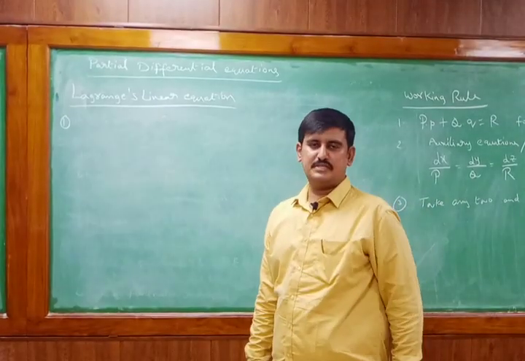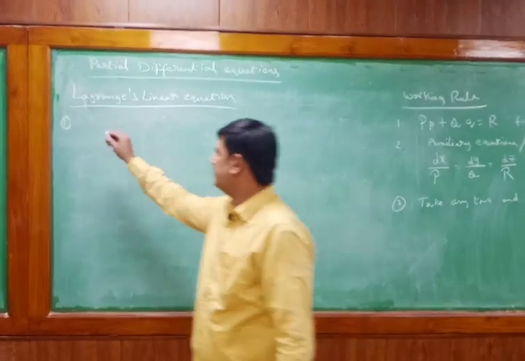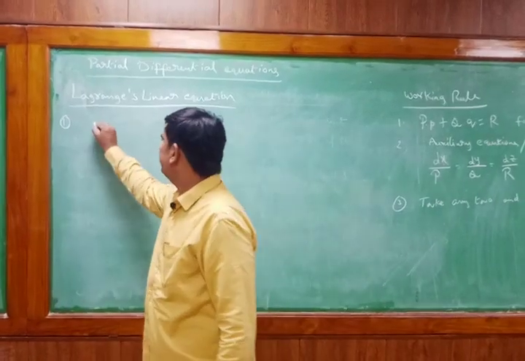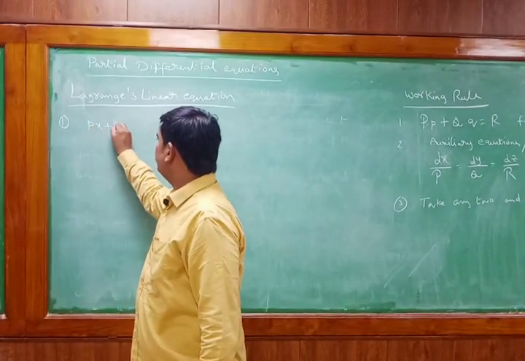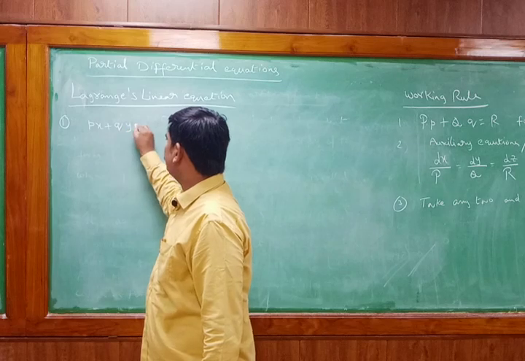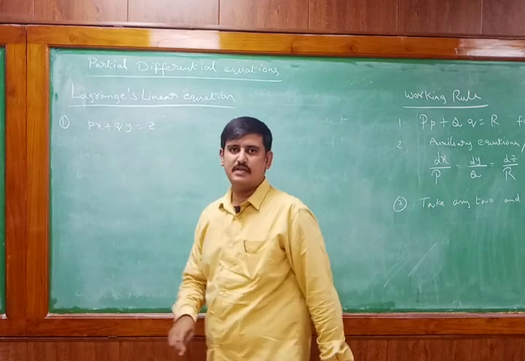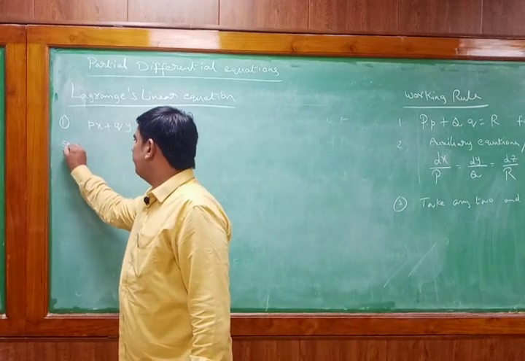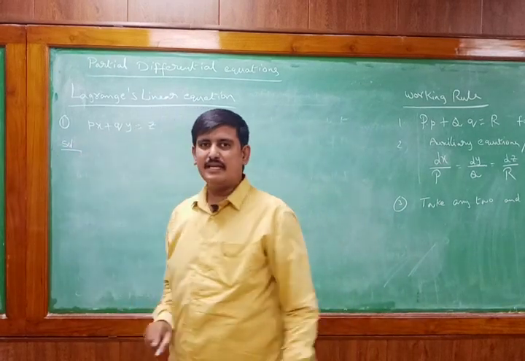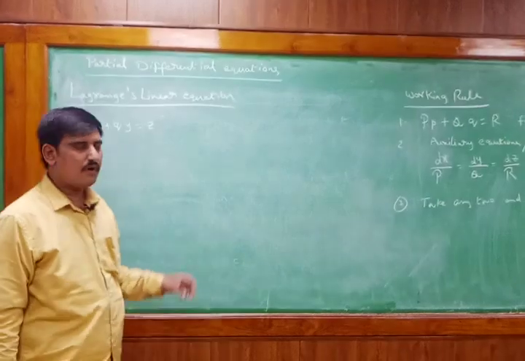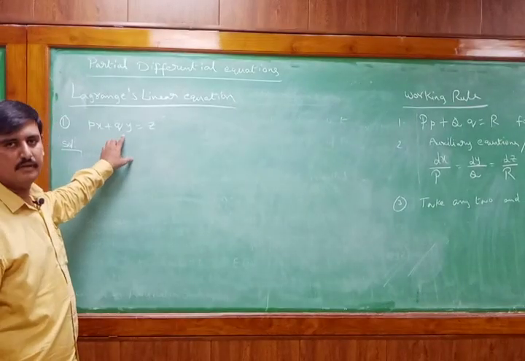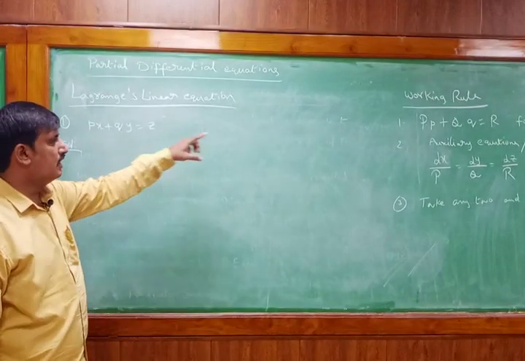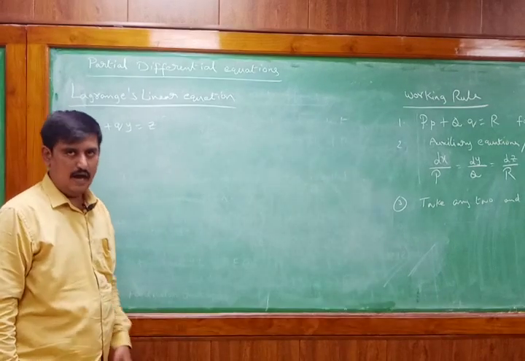We will solve the first problem, method of grouping. See here what he will ask you: solve the PDE px plus qy is equal to z. What do we have to do here? First of all, you need to compare this with Lagrange's equation. What is the form of Lagrange's equation? Capital P into small p plus capital Q into small q equal to capital R.